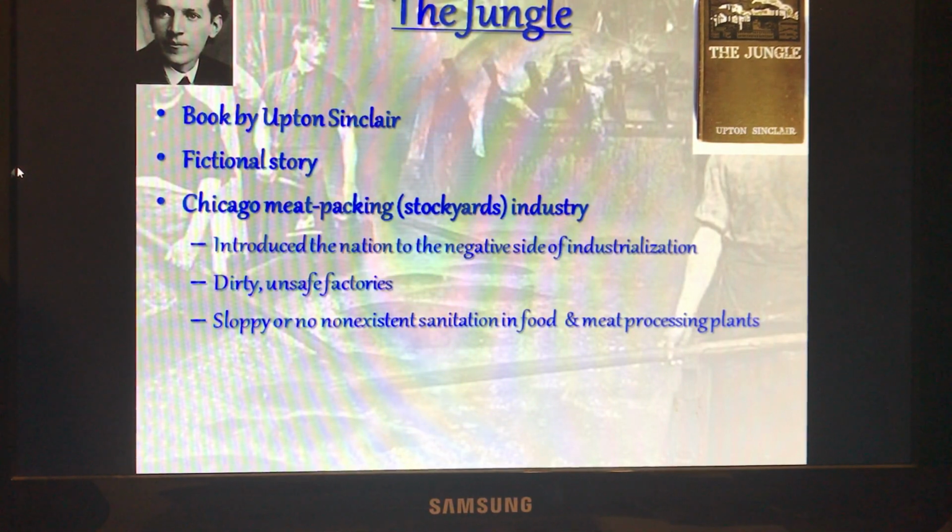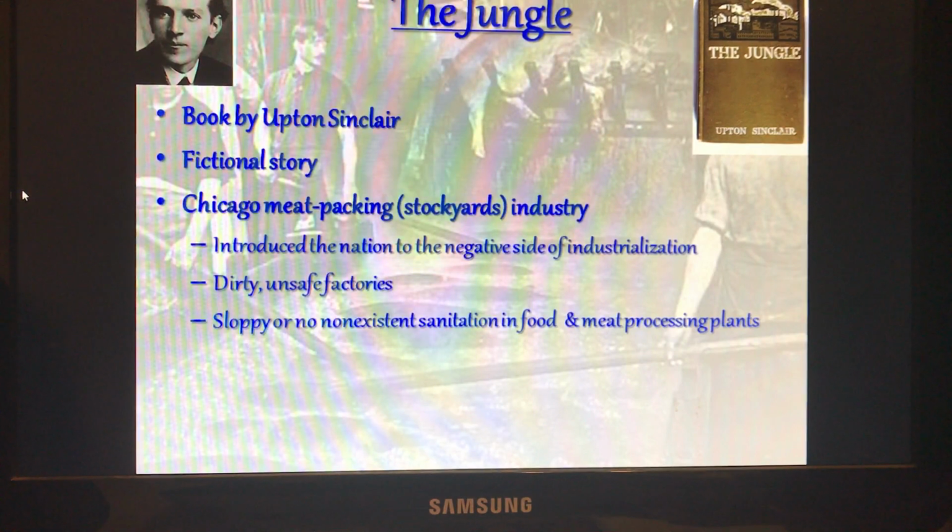Okay, so men working with dirty hands. All right, meat falling on the floor. We'll go over some more of those details here in just a second. Pretty nasty stuff, though.